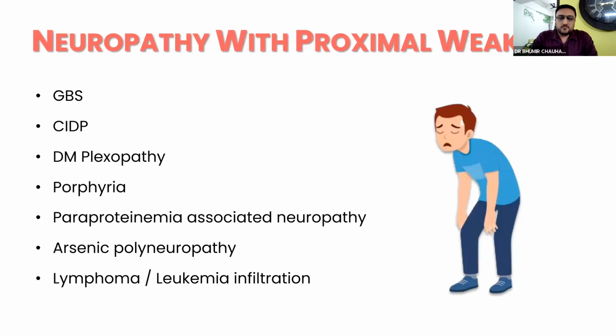So these are the list of neuropathies which come as a proximal weakness. AIDP or GBS, CIDP, diabetic plexopathy, porphyria, paraproteinemia neuropathies, arsenic neuropathy, and lymphoma leukemia infiltration. So these are the entities which may come up as proximal weakness. They look like myopathy because they will have difficulty in standing and sitting, or climbing up and down the stairs. So these are the symptoms usually associated with myopathy, but these neuropathies will mimic myopathy.